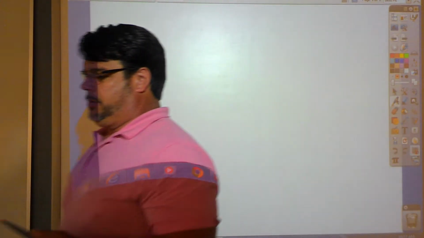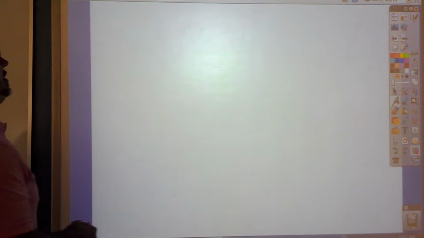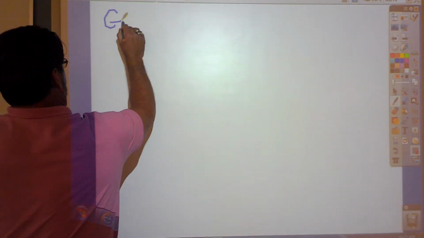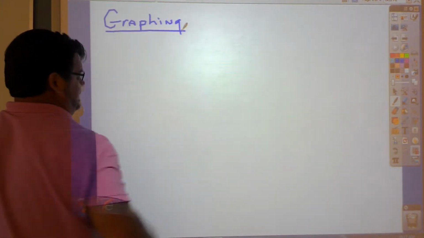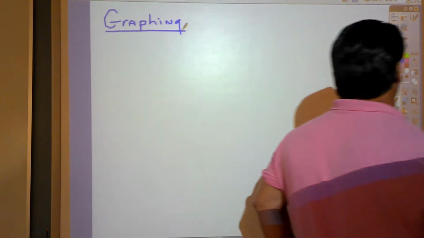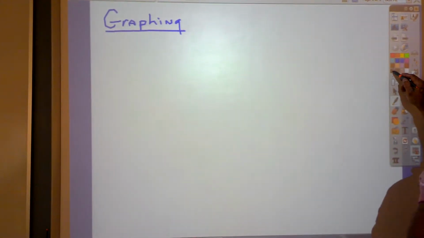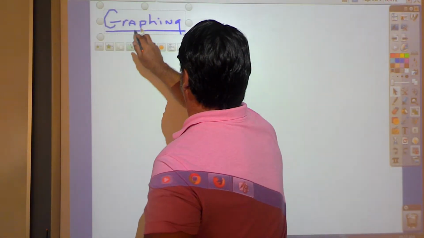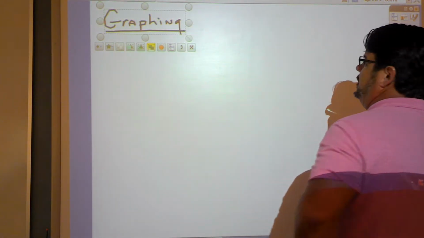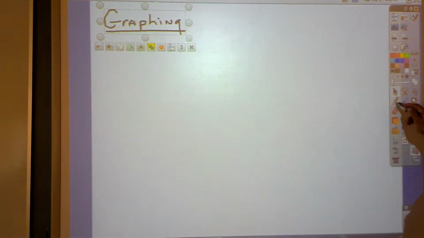This section is pretty much a review. Now, I'm not going to go along with the book. I'm going to cover a lot of stuff today, but it's going to be a lot of review. And what I'm going to cover first is graphing, because I think you can understand the whole concept of functions better if you do the graphing first. So we're going to talk about graphing a good portion of the class today.